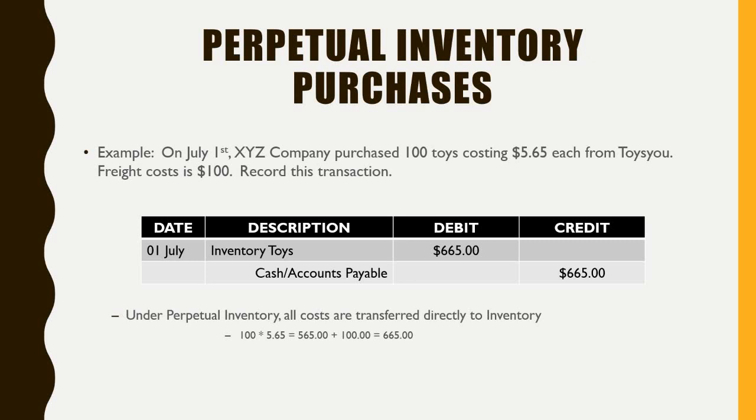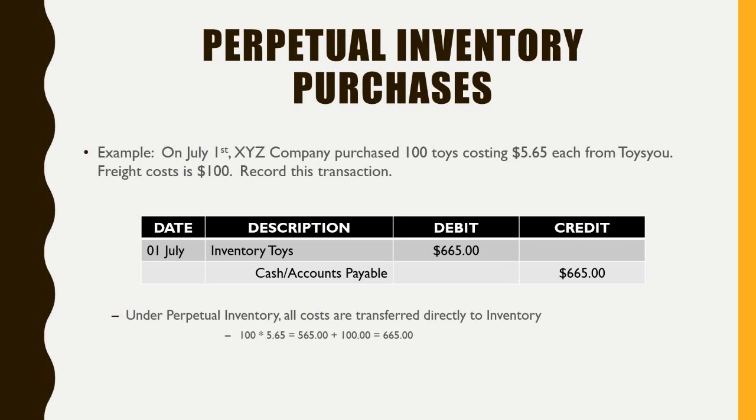Like, for example, we don't need to separate freight expense. We don't need to separate shipping and handling expense or sales tax expense, right? In this case, we don't need to identify it. We just shove it all into one account. That's the only difference.